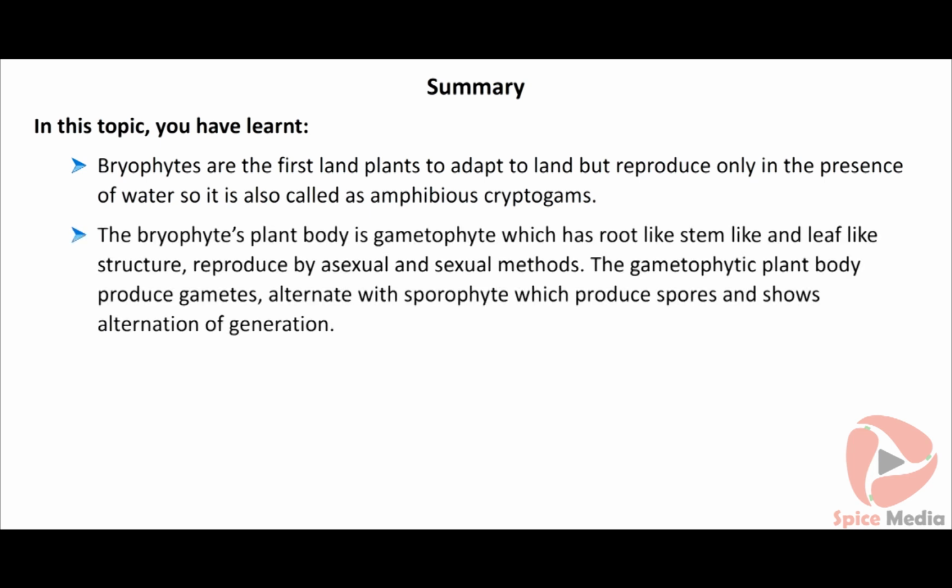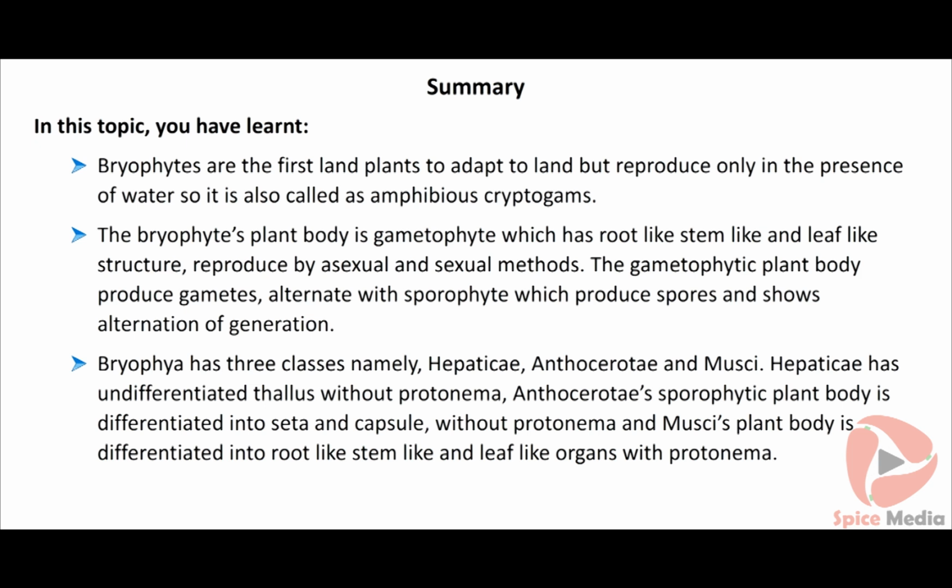In this topic, you have learnt bryophytes are the first land plants to adapt to land but reproduce only in the presence of water, so they are called amphibious cryptogams. The bryophyte's plant body is gametophyte, which has root-like, stem-like and leaf-like structures, reproduced by asexual and sexual methods. The gametophytic plant body produces gametes, alternates with sporophyte, which produces spores, and shows alternation of generation.